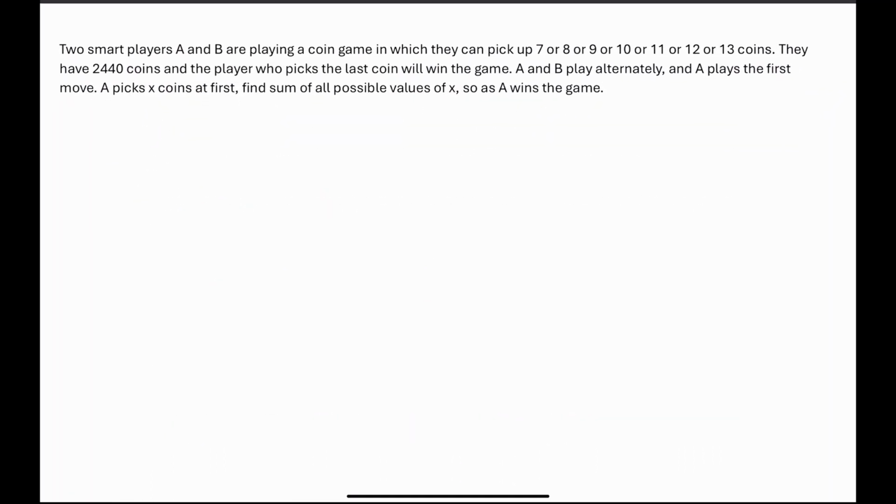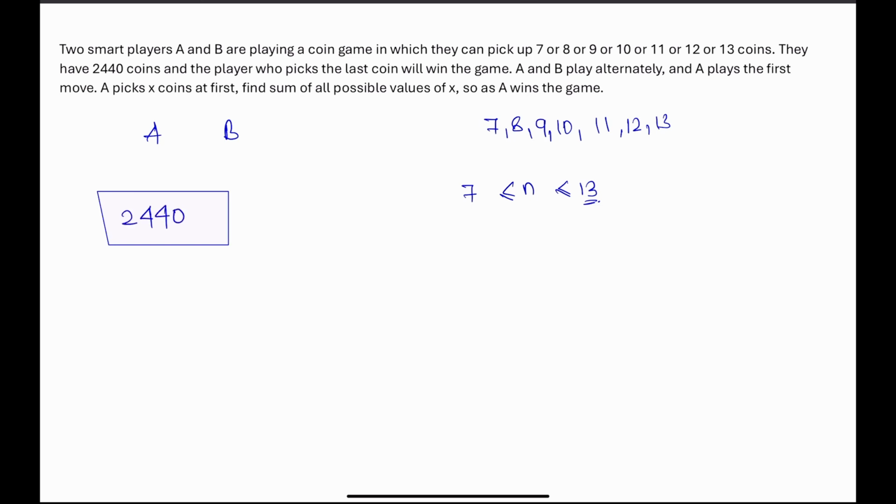Let's solve the next question in the same series. Two smart boys A and B are playing a coin game in which they can pick between 7, 8, 9, 10, 11, 12, 13. So indirectly, they can choose between 7 till 13. They have 2440 coins on the table, and the player who picks the last will win the game.